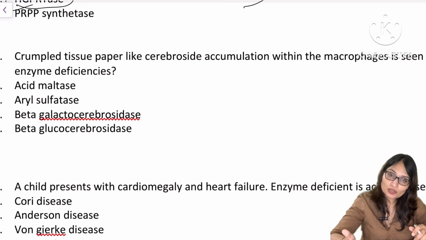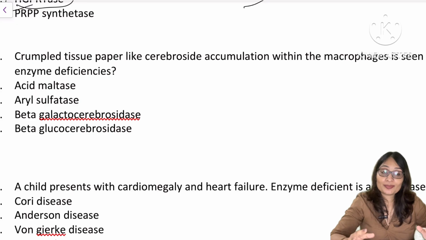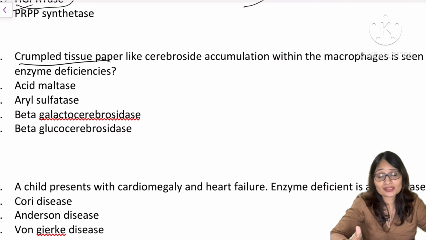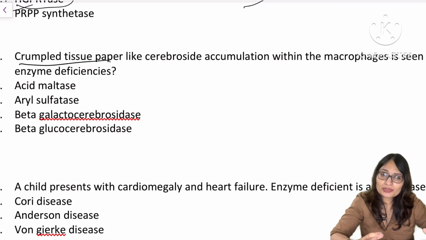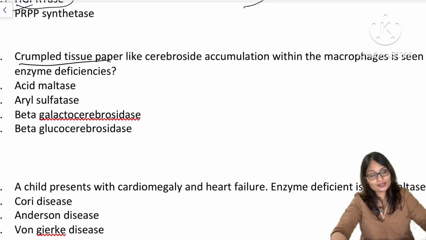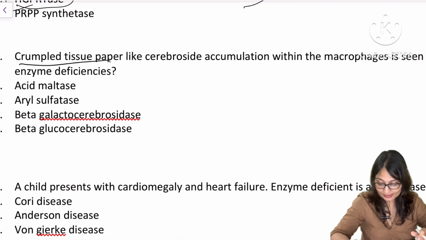They'll maybe give you the disorder and ask you for the particular type of deposits. Like in this case, they've asked you crumpled tissue paper appearance, and in the previous case, it was foam cells and Hurler, Hunter. So the prominent ones, they tend to ask in the form of a direct question, right? So please go through all these things before any of your exams.